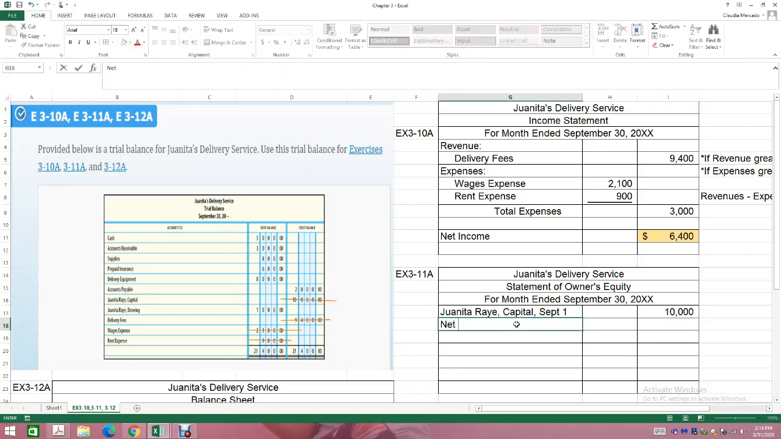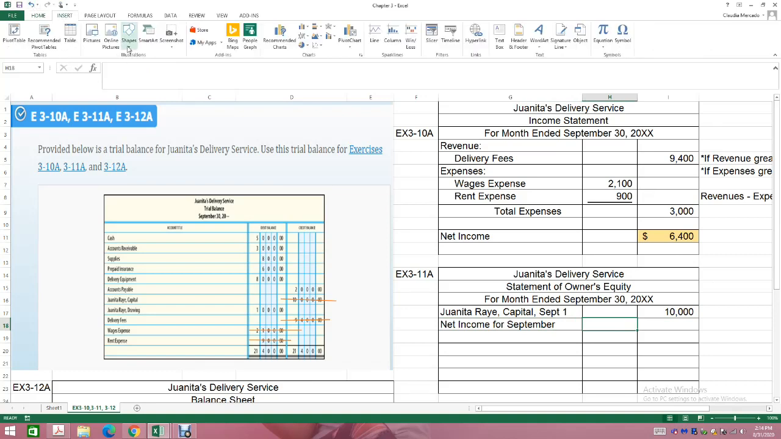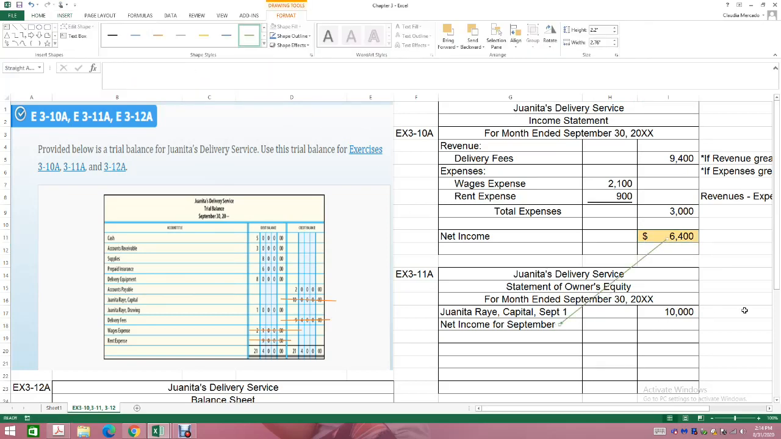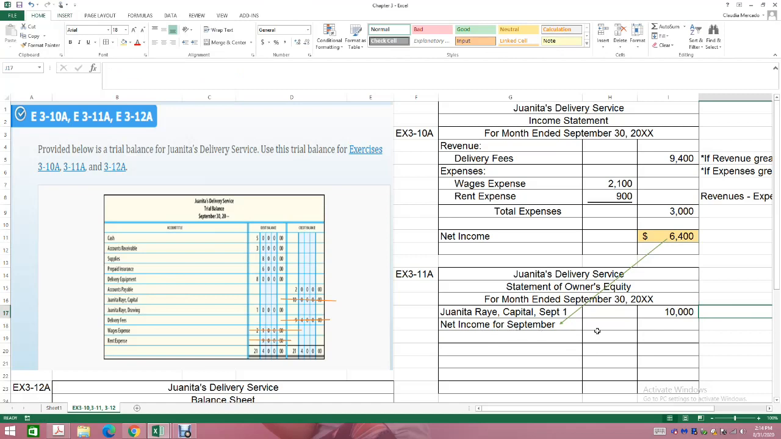Now what we're going to do is we're going to bring in our net income or loss, depending on what you have, for the month of September. Okay. So where am I going to get that number from? That number, we calculated it over here. Okay. So I'm going to bring that number over here. Okay. So my net income for September is $6,400. Now I'm going to put it in my first column because we have some calculations that need to get done. Okay. So we're going to do that in $6,400.